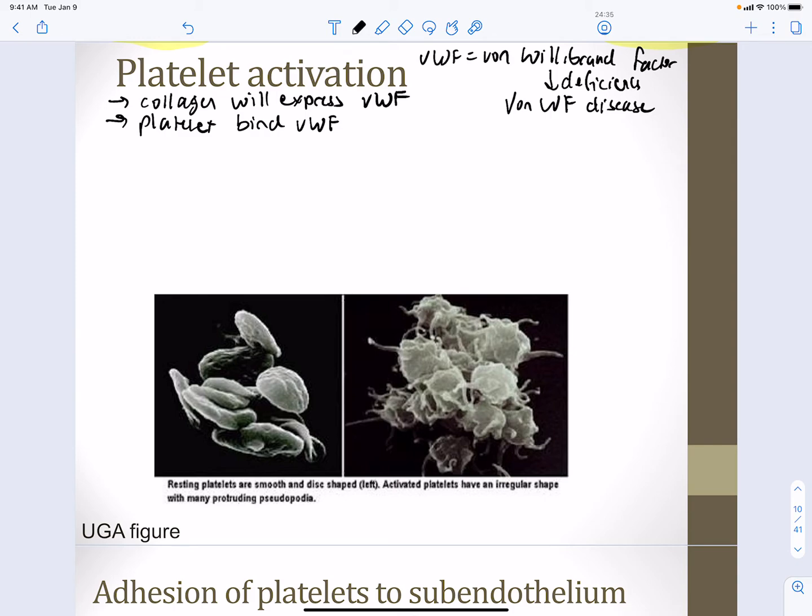Okay, so von Willebrand factor is actually going to be a bridge between glycoproteins on the platelets and your collagen fibrils. Von Willebrand factor is going to be located in the subendothelial matrix. The alpha granules will also contain von Willebrand factor, and von Willebrand factor is also going to be in the circulation just naturally.